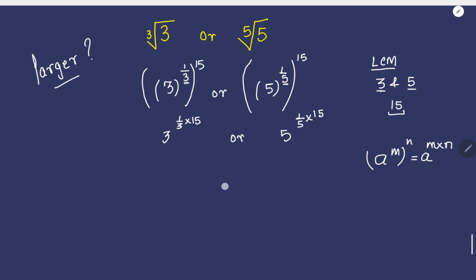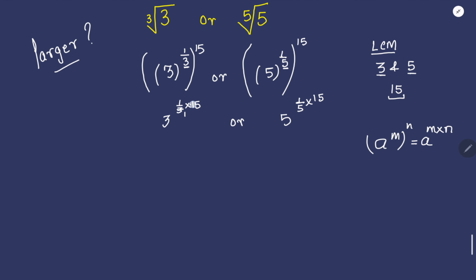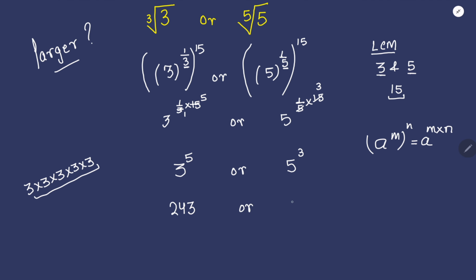So when we solve this, what will I get? 3 fives are 15, so this is 3 raised to power 5, and this is 5 raised to power 3. 3 raised to power 5 is 243, that means 3 times 3 times 3 times 3 times 3, right? This is 243. And 5 cubed is 125, 5 times 5 times 5, right?